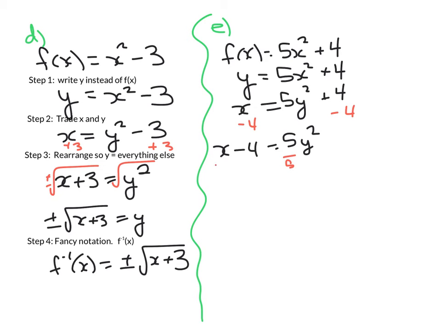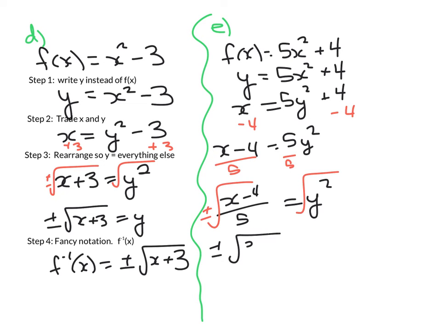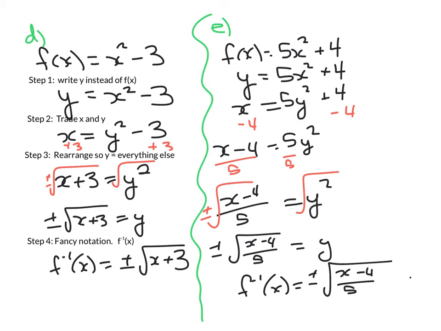Divide both sides by 5. So I have x minus 4 over 5 equals y squared. Last but not least, let's take our plus or minus square root. Plus or minus square root x minus 4 all over 5 equals y. Fancy notation time. F inverse of x equals plus or minus square root x minus 4 over 5. Done.